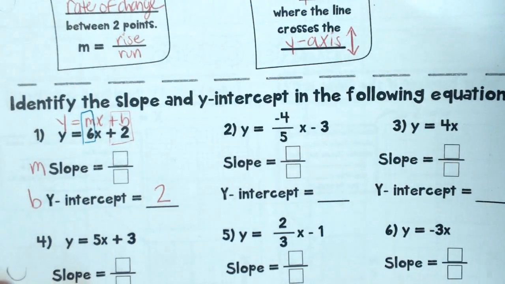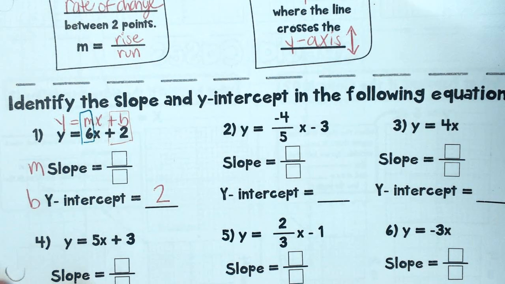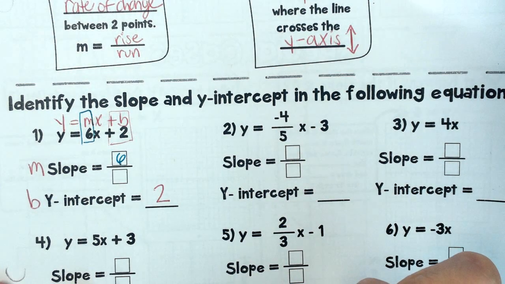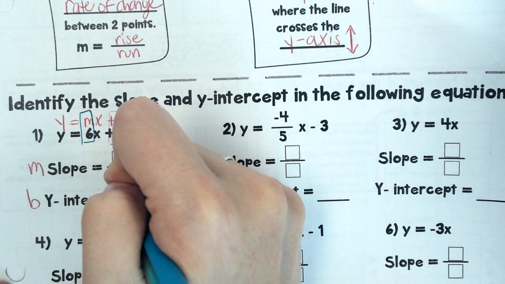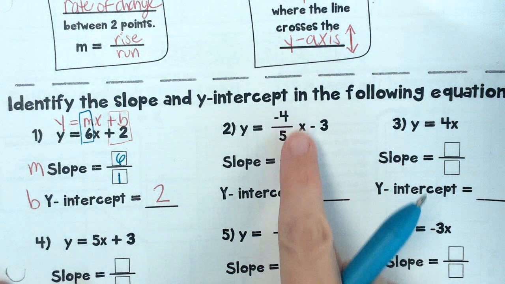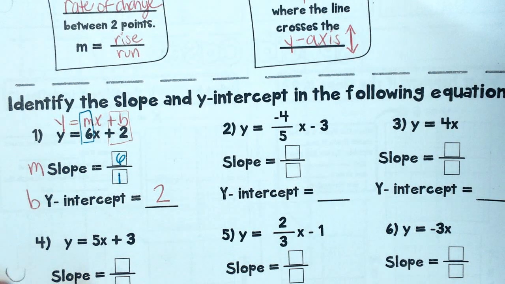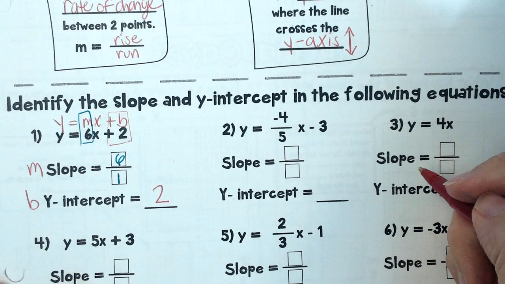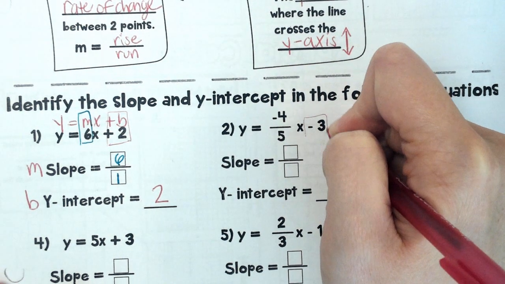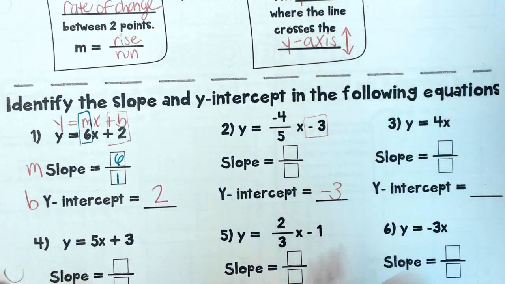Now, the only thing is we like to write it as rise over run, so we want it as a fraction. How do I write any number as a fraction? Put it over 1. Very good. That's it, guys. That's all we're doing on this. So on the next one, what is my b, my y-intercept? Very good. Way to use that sign with it. -3.